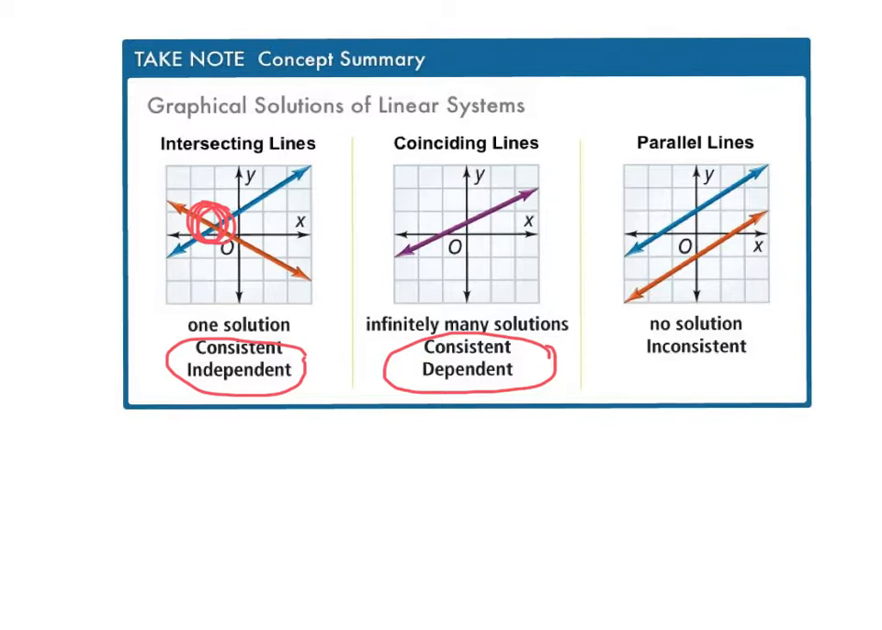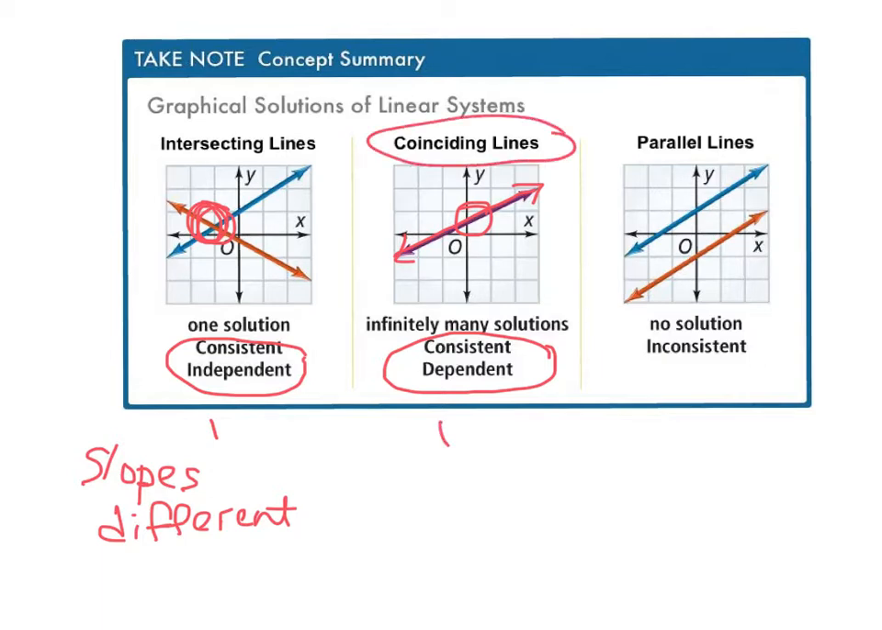This one, although you only see one line here, an example of consistent dependent would be two lines right on top of each other. So I'd have the purple and the red line. They'd be exactly the same equation right on top of each other with the same y-intercept and everything similar. And that would be a consistent dependent. So, intersecting lines, the slope of consistent independent, would be different. For the coinciding lines, obviously they're the same exact lines, so the slope would be the same. Also, what would be the same is the y-intercept.